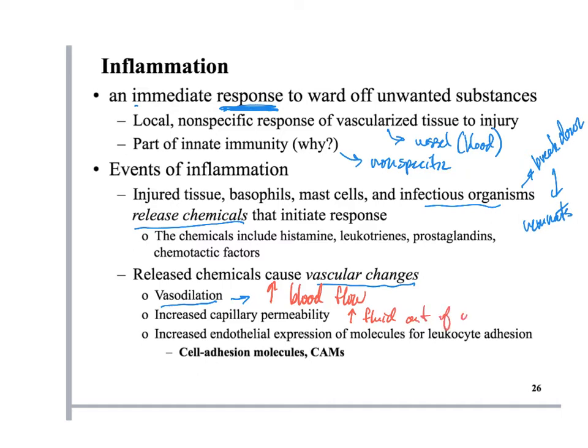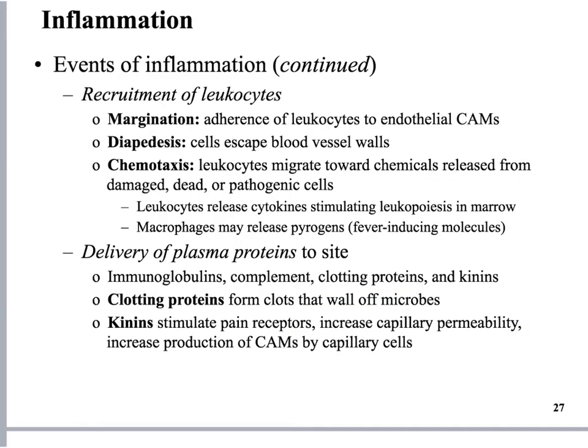out of the vessels. And increased endothelial expression of molecules for leukocyte adhesion. What that means is we're going to increase the ability of white blood cells to go to that area of tissue damage. I want you to remember these things: increased blood flow, increased fluid out of the vessels. When we talk about the signs of inflammation, we're going to go back to those.